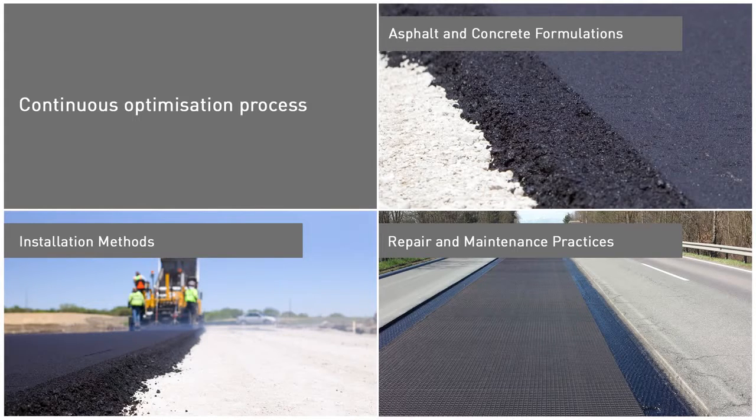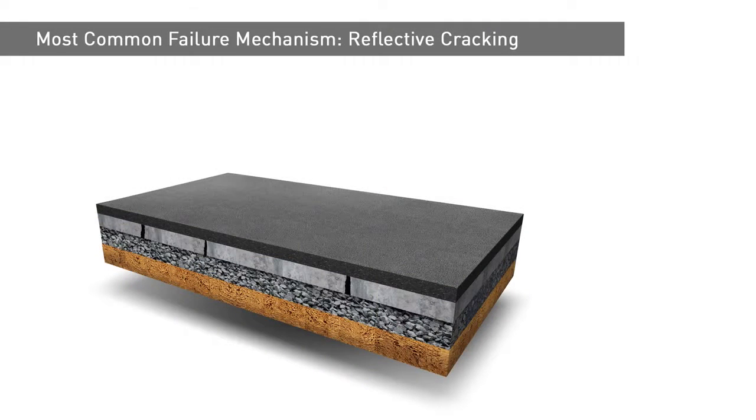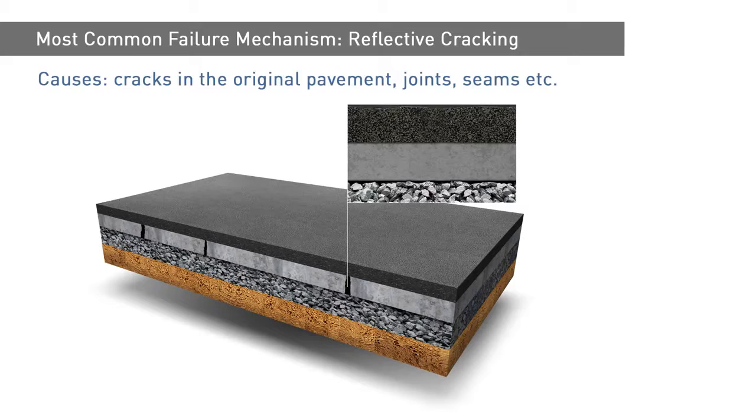One of the most common failure mechanisms, particularly in connection with asphalt pavement rehabilitation works, is reflective cracking. Typical causes of this type of cracking include cracks in the original pavement, joints, seams, and excavations for utility lines, sewers, or road widening schemes.